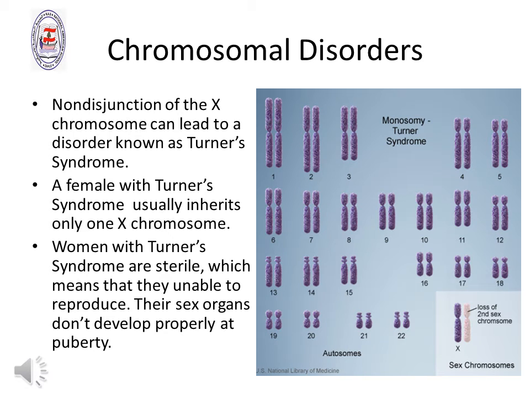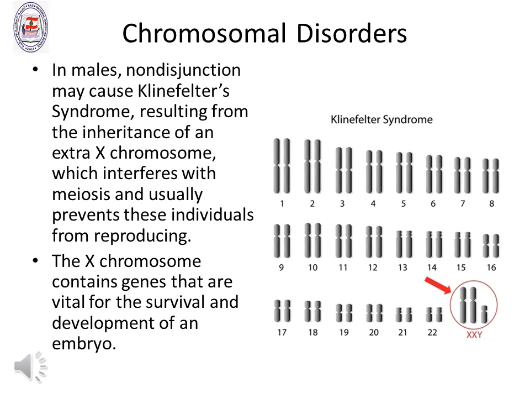Nondisjunction of the X chromosome can lead to a disorder known as Turner syndrome. A female with Turner syndrome usually inherits only one X chromosome instead of 2, so there would be a loss of a second sex chromosome. Women with Turner syndrome are sterile, which means they are unable to reproduce. Their sex organs do not develop properly at puberty.